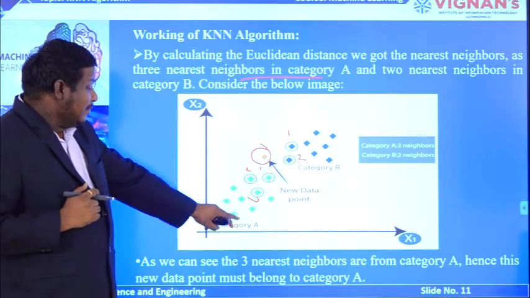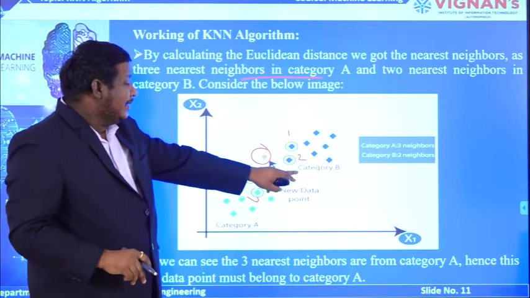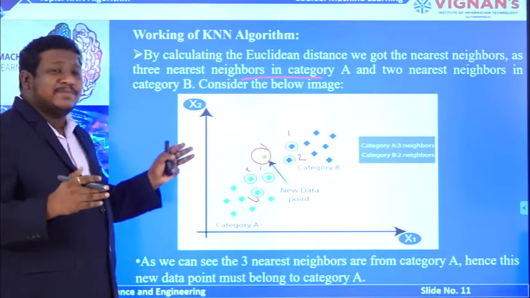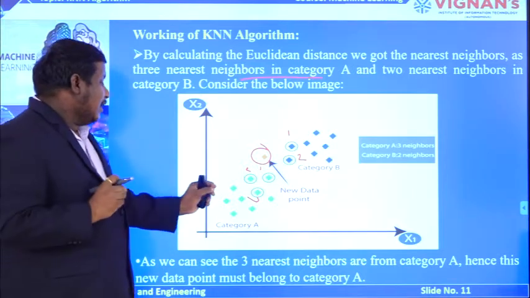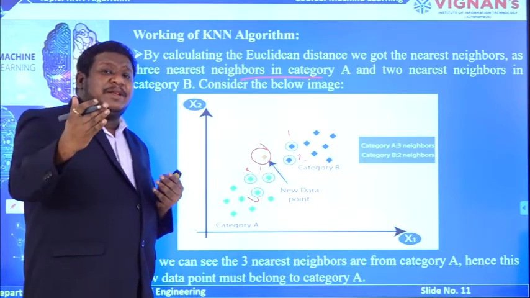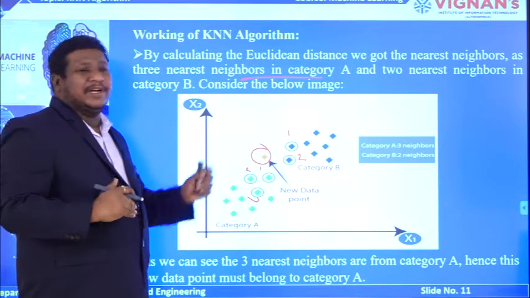So in category A, how many nearest points are there? 3 are there. Similarly, in category B, 2 nearest points are there. Now what is the next step in the algorithm? After verifying this count of the number of points or neighbors, whatever the maximum number is in that category, we are going to assign our data point to that category.